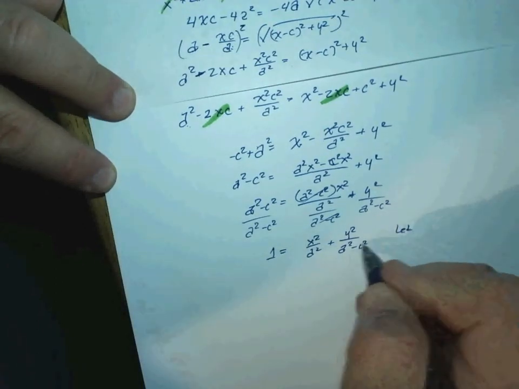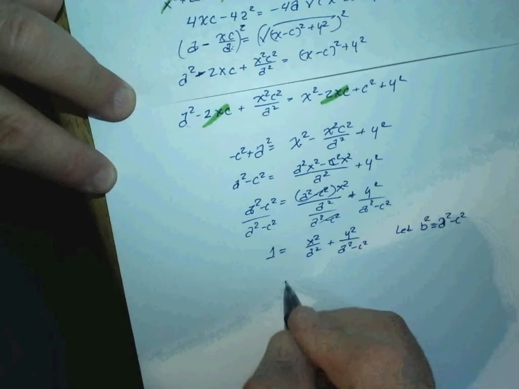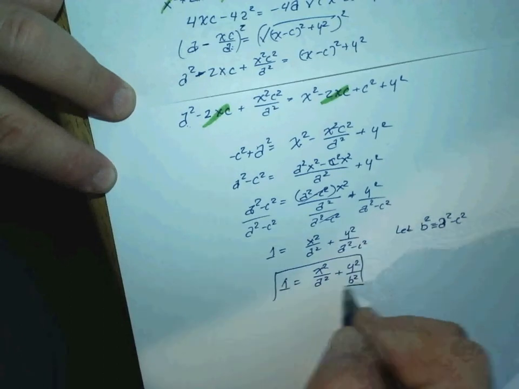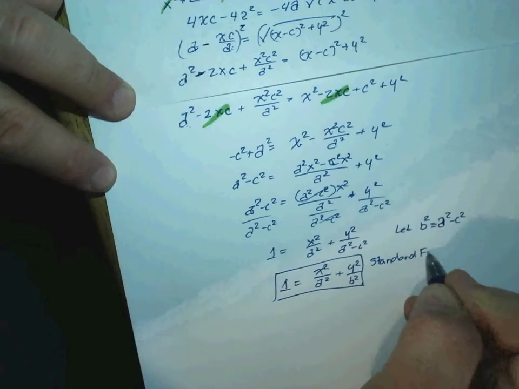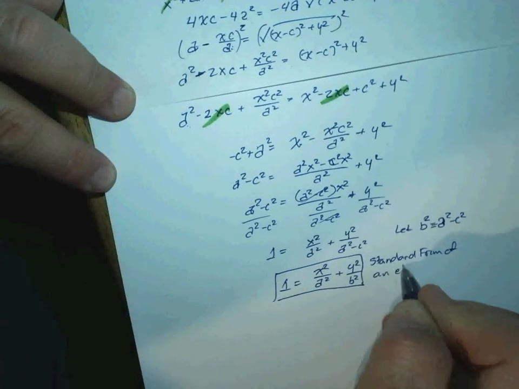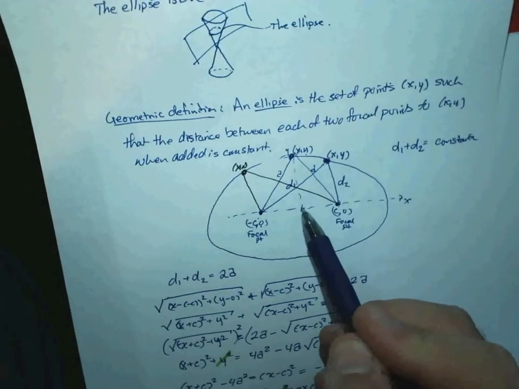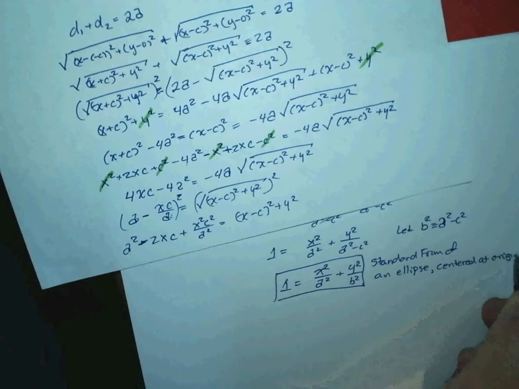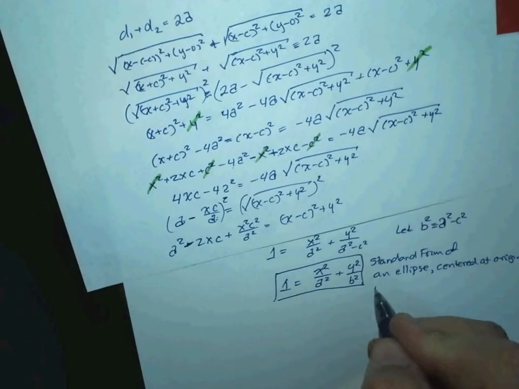And typically what we do is we say, let's replace a² minus c² with a simpler form. Call it b². And there you have the algebraic form, the equation, standard form of an ellipse. And specifically, this is the ellipse that we were working on from this diagram, meaning this is the ellipse that is centered at the origin and such that the focal points lie along the x-axis.